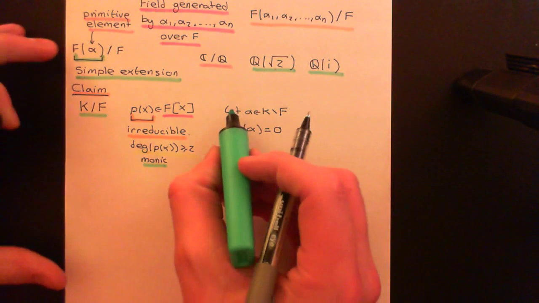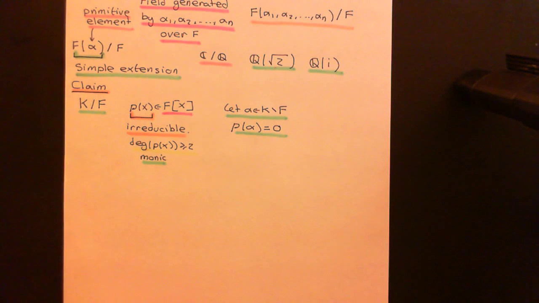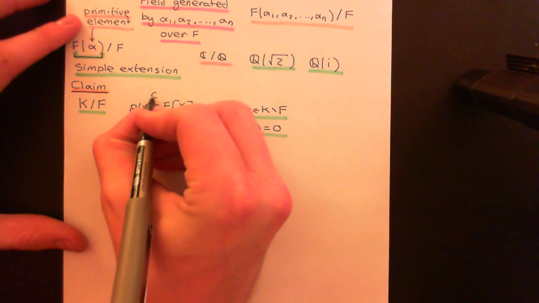Now the first thing to note, of course, is that the polynomial p of x, which is in the ring of polynomials over the field capital F, still makes sense when viewed as an element of the ring of polynomials over the field extension.